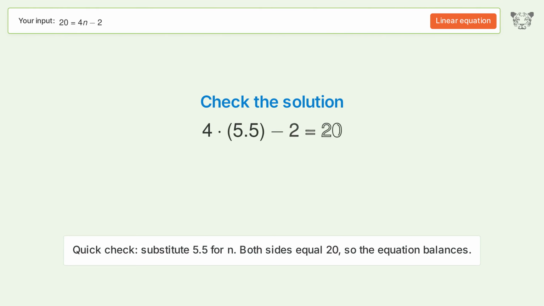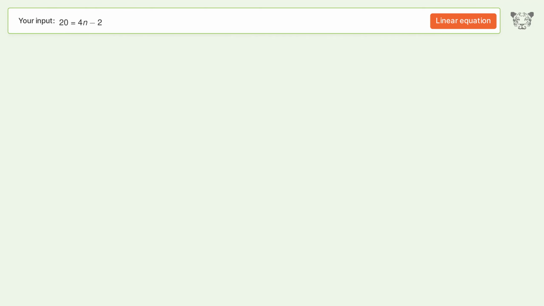Quick check. Substitute 5.5 for n. Both sides equal 20, so the equation balances. So, n equals 5.5.